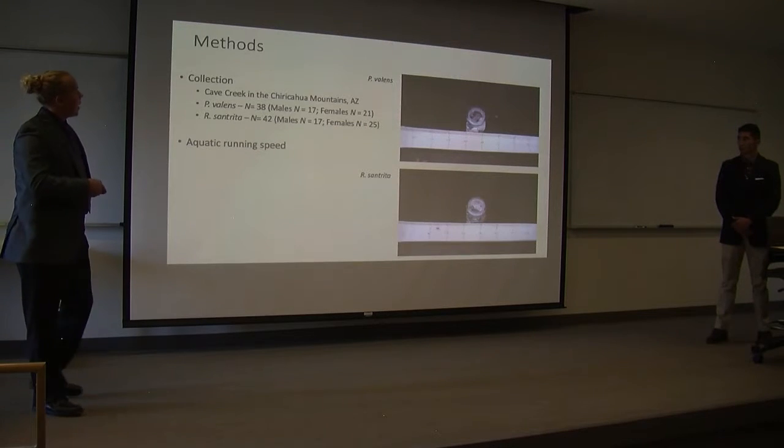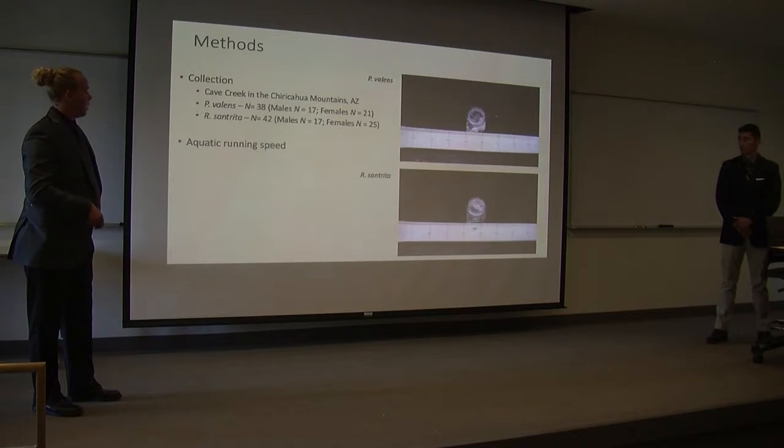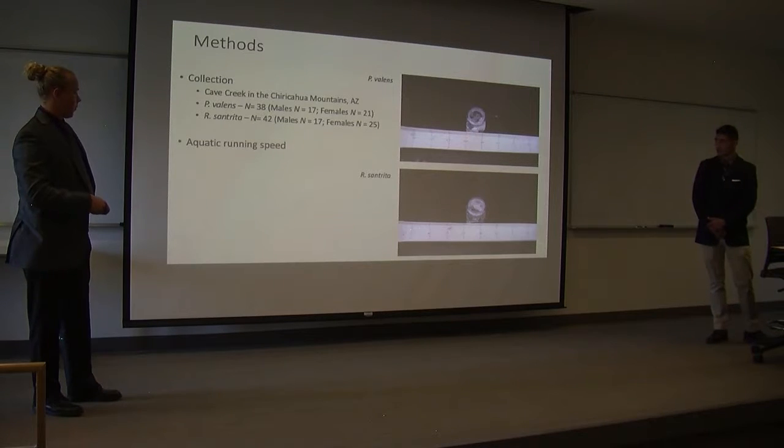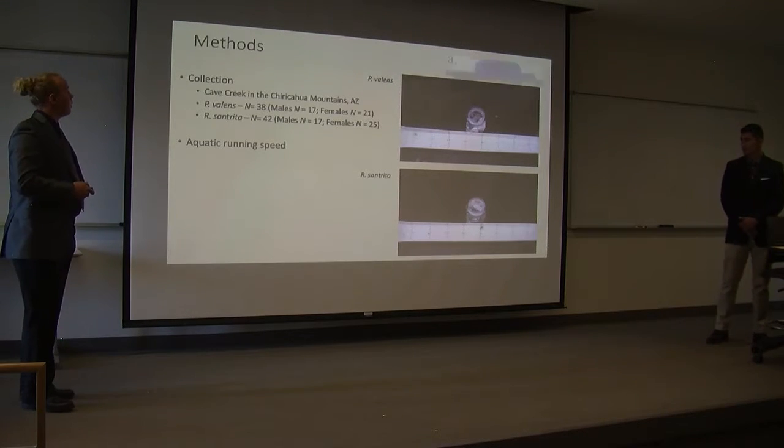second. So as you can see here, P. valens is quite a bit faster than R. centrita. It goes through 3 full rotations before that one even completes 1.